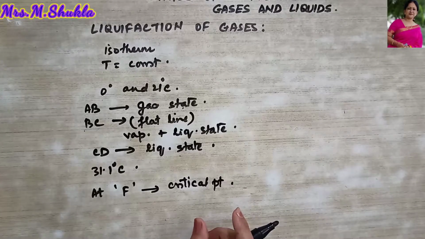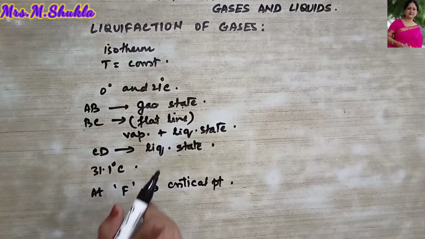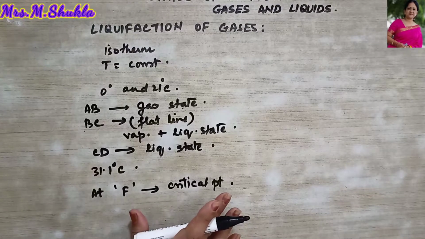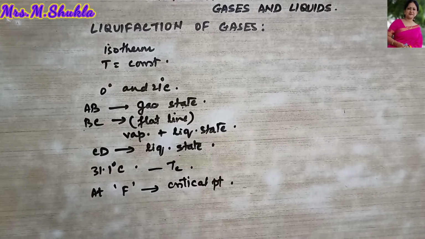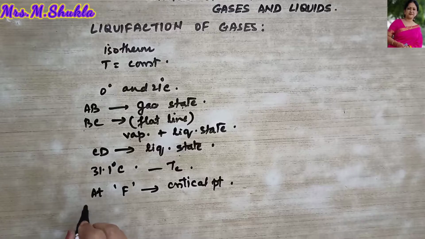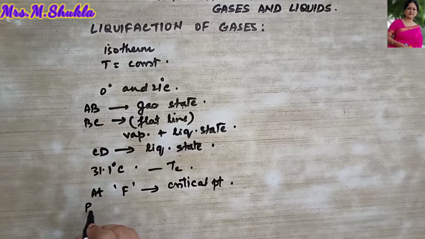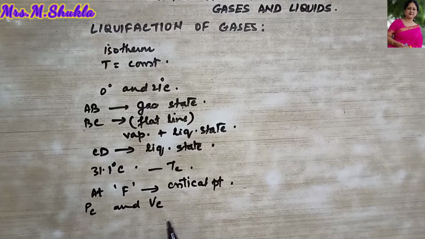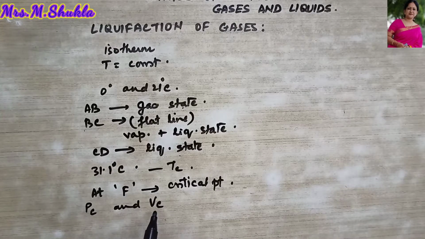So Andrews, he found that above 31.1 degrees Celsius, it is not possible to liquefy carbon dioxide by applying any amount of pressure on it. Thus, your 31.1 degrees Celsius becomes your critical temperature for carbon dioxide gas. F point becomes your critical point, and the pressure and volume at that point on the graph are termed as critical pressure and critical volume, right? At point F.